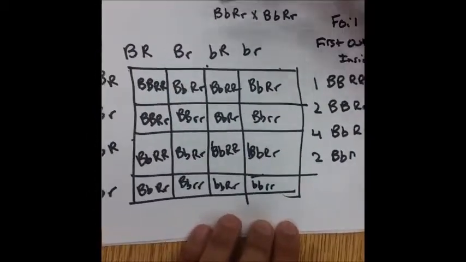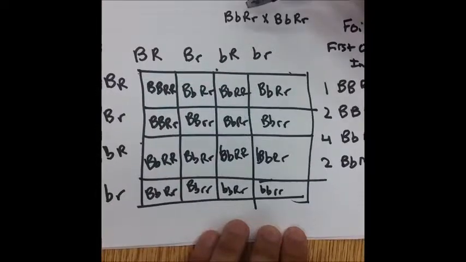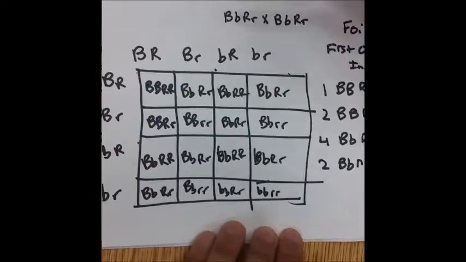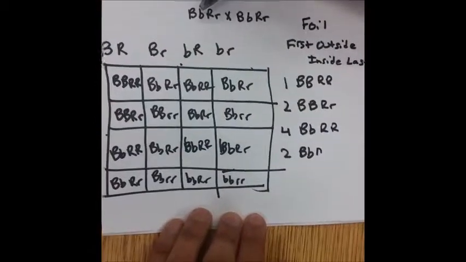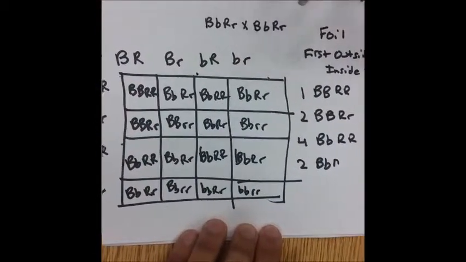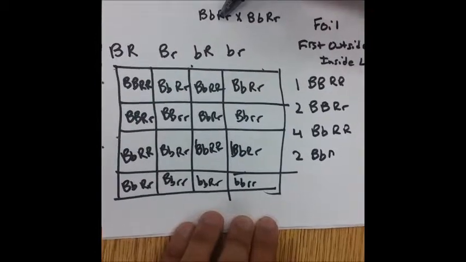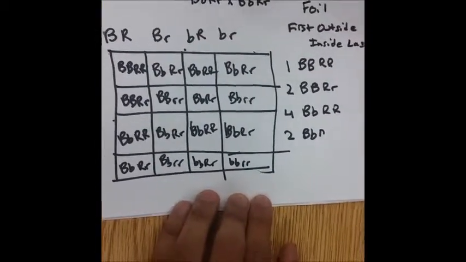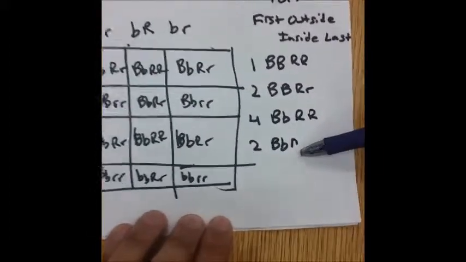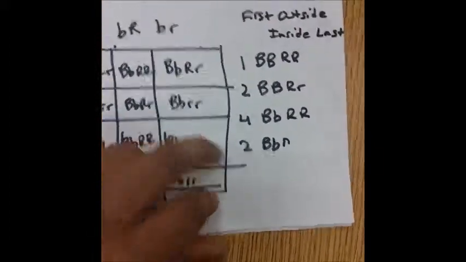So first would represent the first two alleles in the genotype combination. So in this case, it would be big B and big R. Outside would represent big B and little r. Inside, little b, big R, and last, little b, little r. And after you cross these two, these are going to be the genotype combinations.